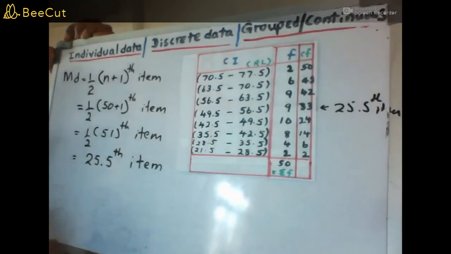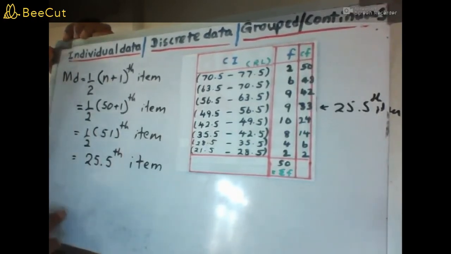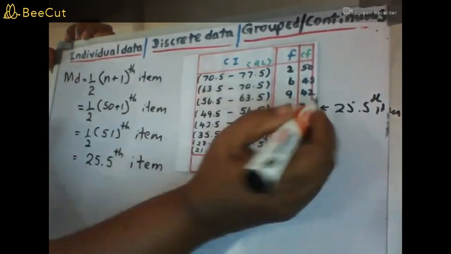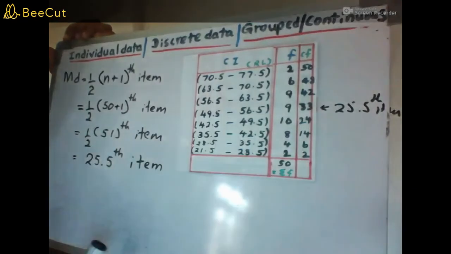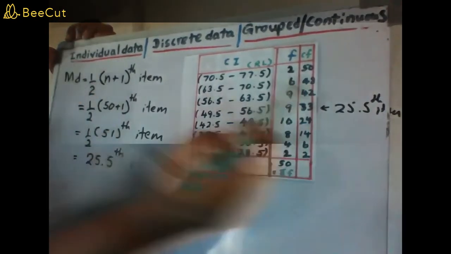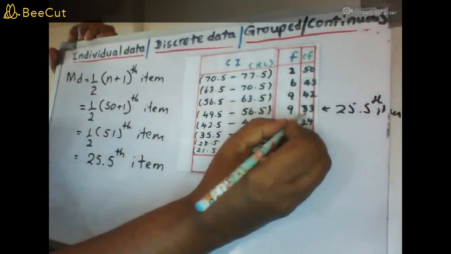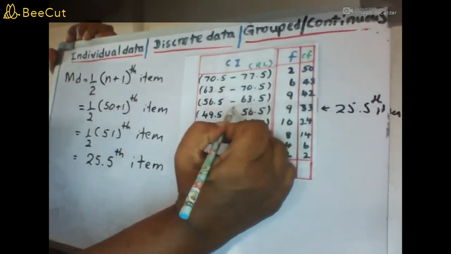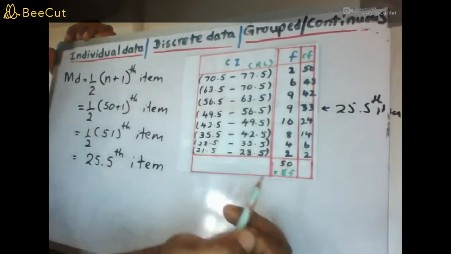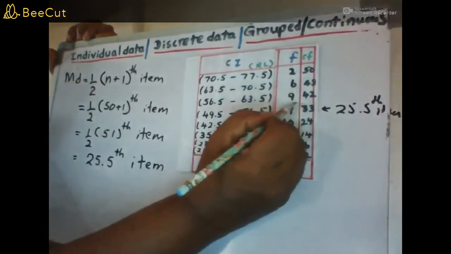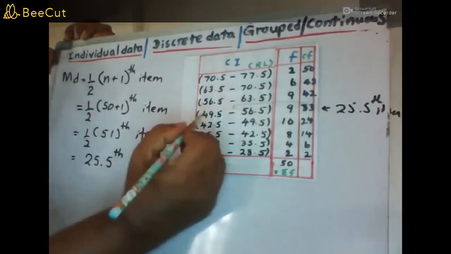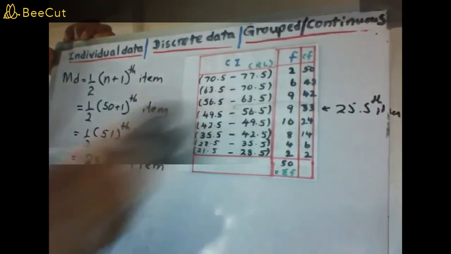That's the item. But what is median? Median is the mark that is represented by the middle place. This is the middle place. So what is the mark which is represented by the middle place? Here 33 now. Then the mark is here in the middle. The mark is here in the middle. Right? So you have to find, this is the class.